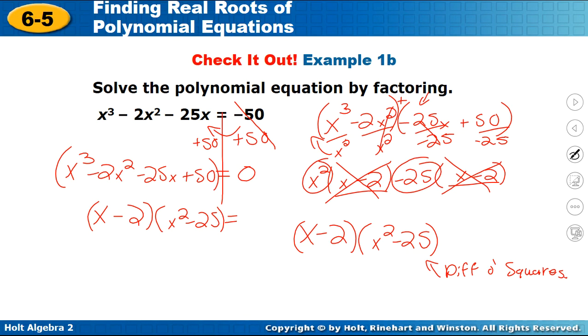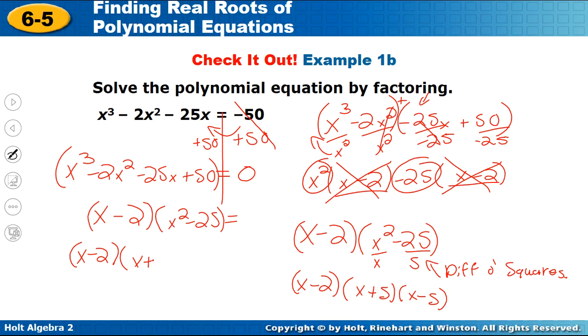Now, these are easy enough if you remember how to do them. Go back to the factoring review video if you're not aware of how to do them. But this is x squared and this is 5 squared. So when they factor, it'll just be x plus 5 and x minus 5. So there you go. You got those 3. X minus 2, x plus 5, and x minus 5 as your factored result, which means that your x values are a positive 2, a negative 5, and a positive 5. Those are your solutions.